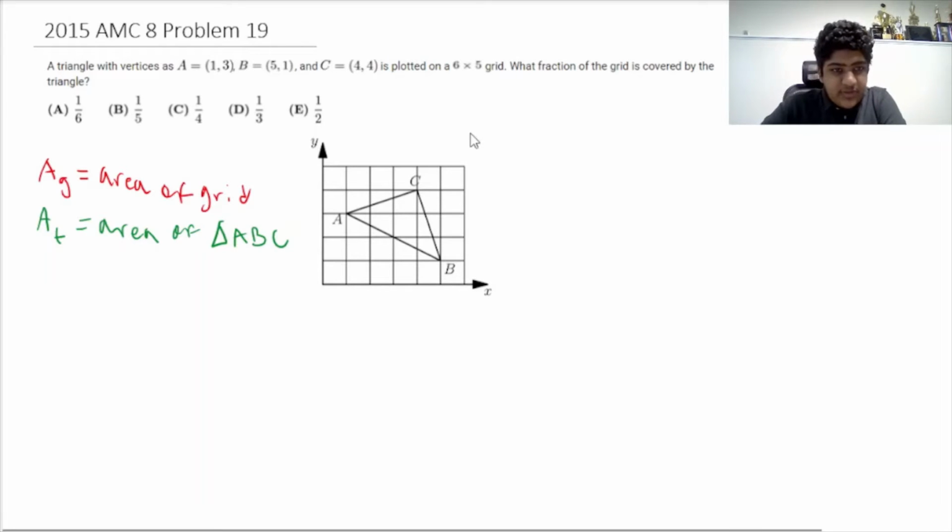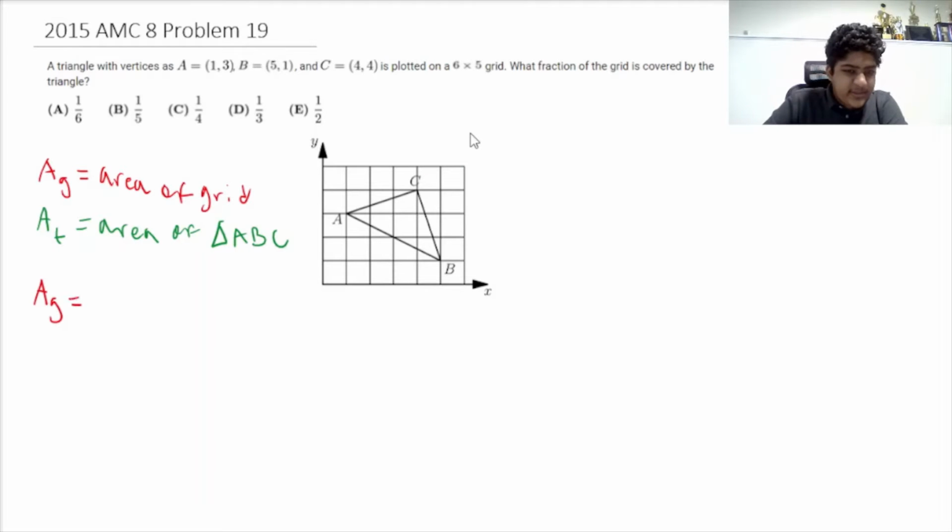Alright, let's first quickly find the area of the grid. So A sub g, we know that the grid is 6 by 5, so the area is just 6 times 5 because the grid is a rectangle. That's just 30. Now we want to know the area of the triangle.